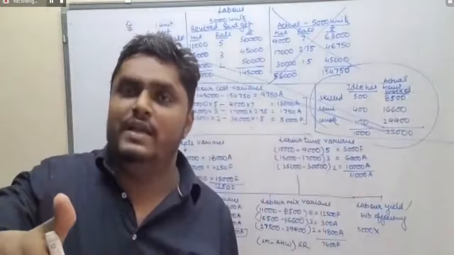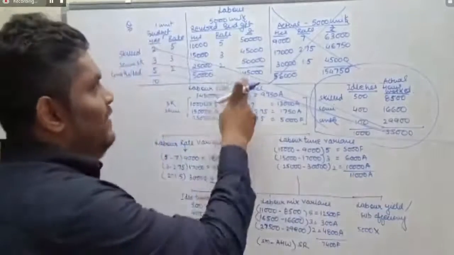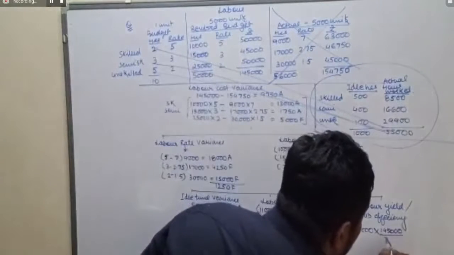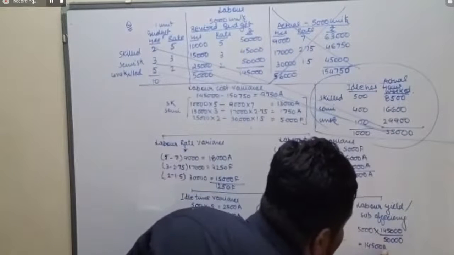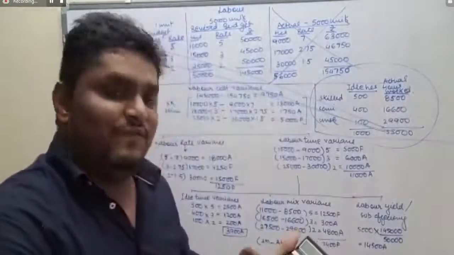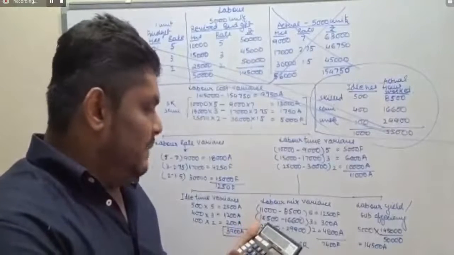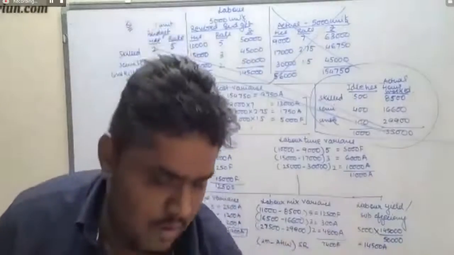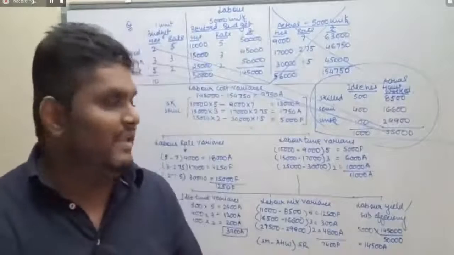Why weighted average rate? I have already discussed twice in the material as well as the labor previous question. 145 divided by 50. So 14,500 adverse. Check the total, guys. It is 14,500 adverse plus 3,900 adverse minus 7,400 favorable. The total is 11,000. So this is all about labor variance.